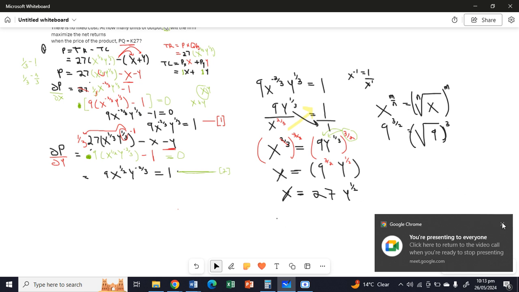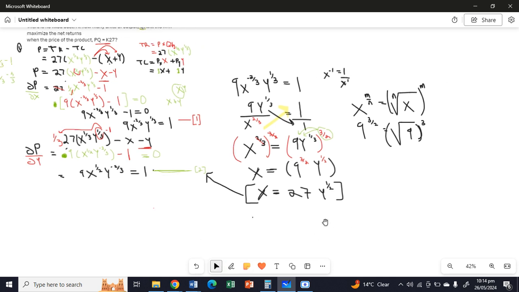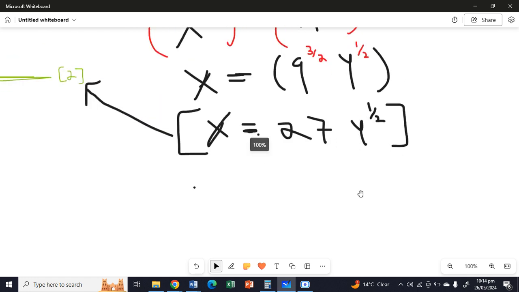Okay, let me just finish up so that once I'm done with the recording, we'll still review the tabulations here. Okay, so now since we've got x as the subject of our formula, we can substitute x equals 27 y to the power half into equation 2. So let's do that, equation 2. Let me make some space.